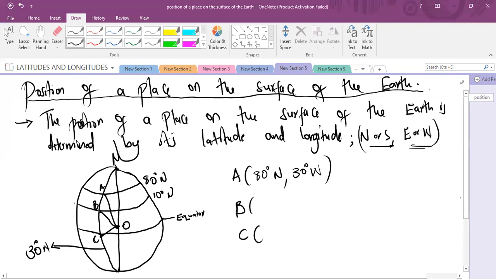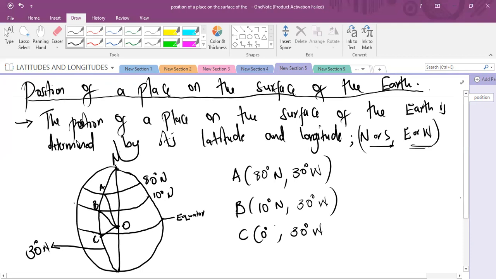Let's go to B. Looking at point B here, as we can see, it's on 10 degrees north. So 10 degrees north. And then clearly the longitude is 30 degrees west. And finally, point C, so we can clearly see this is 0. So it's on the equator. So it's 0 degrees, okay? And then the longitude is 30 degrees west.